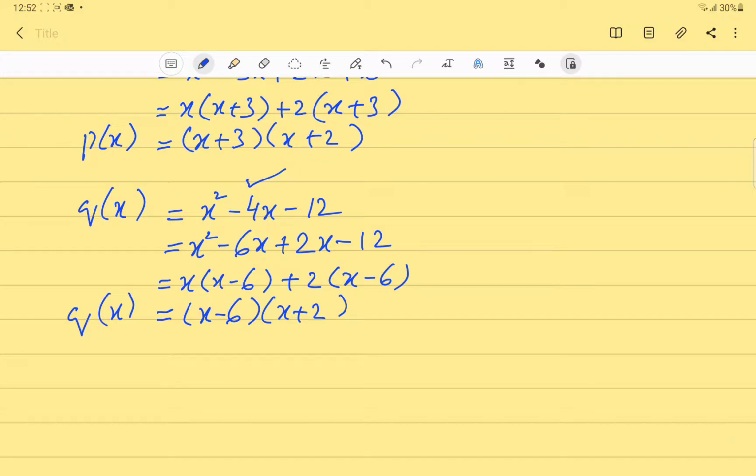Now we have to see which factors are common in px and qx. Obviously there is only one factor, x plus 2, which is common in both the expressions, and this common factor will actually be our highest common factor. So x plus 2 is our answer in this case.